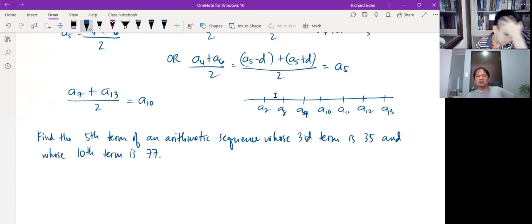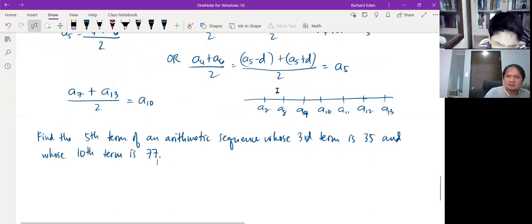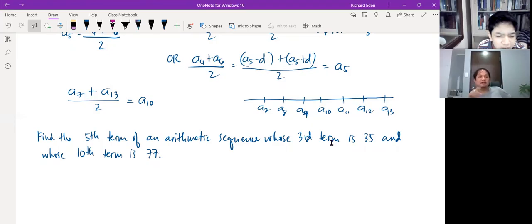Can I give you a little bit of time to think about this? And then what I'm interested in seeing is how you are going to solve this. Find the fifth term of an arithmetic sequence whose third term is 35 and whose 10th term is 77.